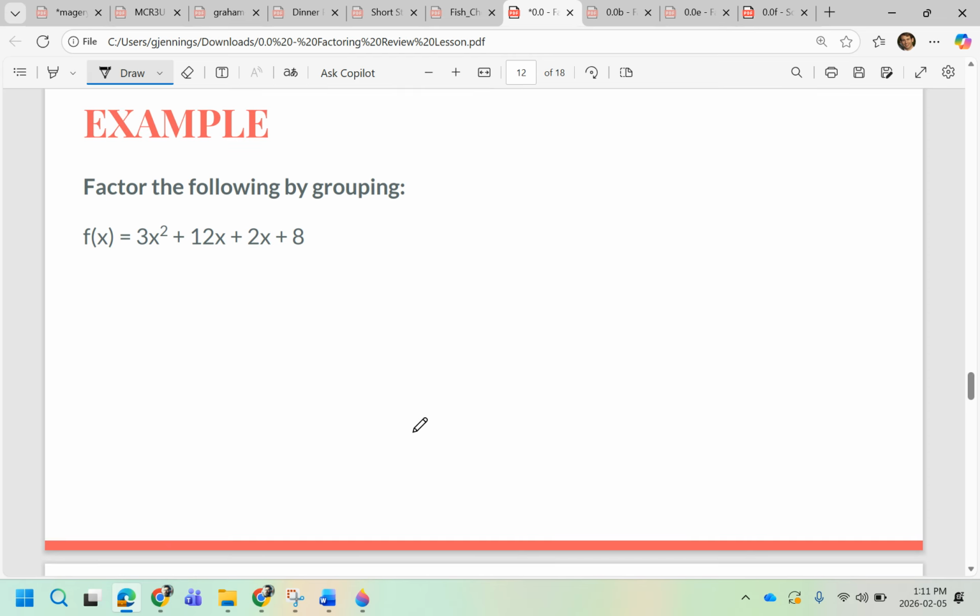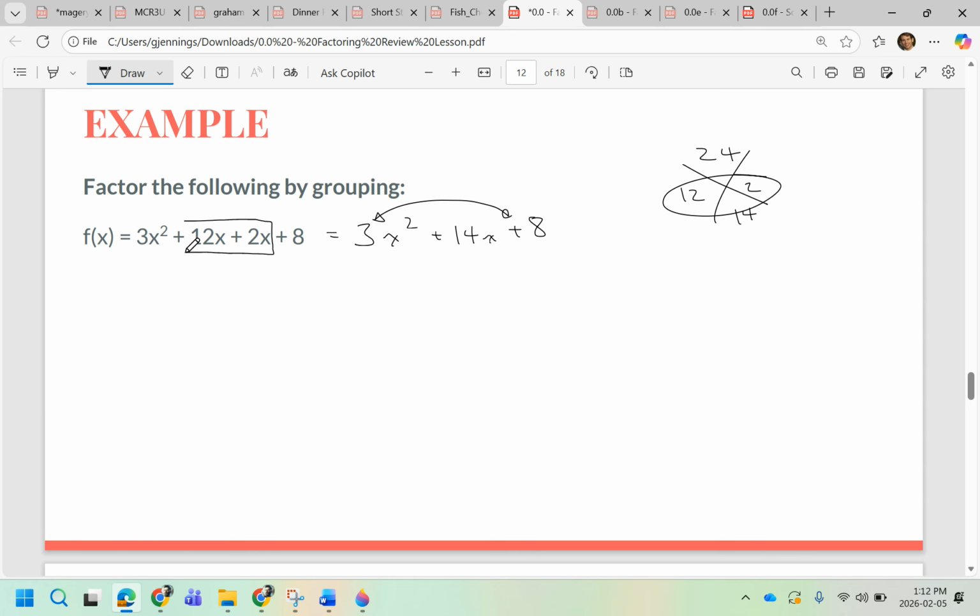So we've already seen this strategy of grouping and then factoring by grouping, where we could say that this is equal to the function 3x squared plus 14x plus 8. And then we would play an x game where we want to multiply to 24, 3 times 8, and add to 14. And those numbers are 12 and 2. So you see these numbers have been used here to allow us to do factoring by grouping. And so if we were to group these two, we get 3x as our common factor, and then we have x plus 4. And of course we check it and make sure that it works.